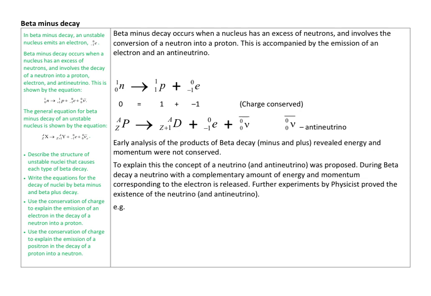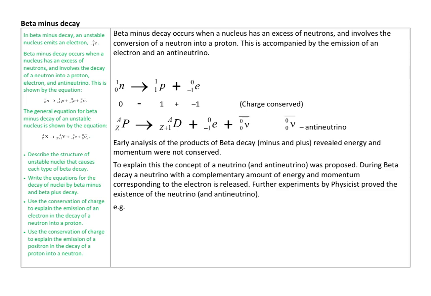So now we're going to look at beta minus decay. Beta minus decay occurs when a nucleus has an excess of neutrons and involves the conversion of a neutron into a proton. So we get rid of a neutron and we turn it into a proton. This is accompanied by the emission of an electron and an antineutrino, and we'll briefly explore why those particles are also released.